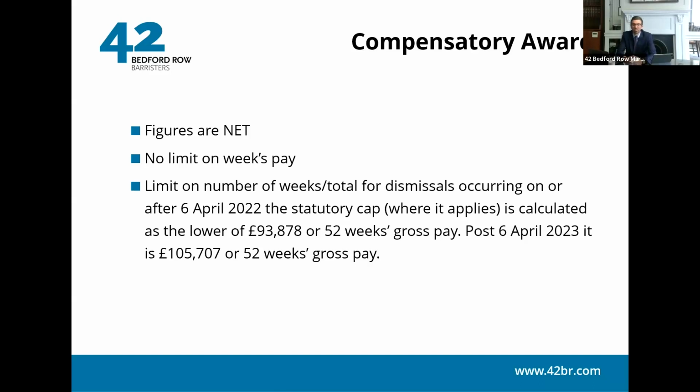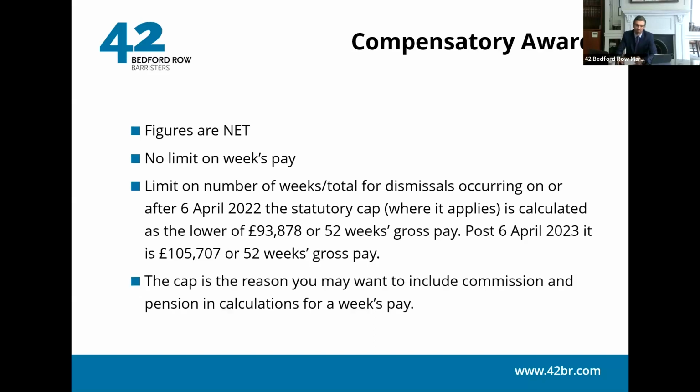So that is why what makes up a week's gross pay can be very influential. If you're going to be under that 105,000 mark, what makes up the 52 weeks, obviously from a claimant's perspective, wants to be as high as possible, because if the compensatory award is going to be over the cap, of course, the cap is going to be your ceiling. So if you can take the 52 weeks as high as possible, that can make a difference to the total that the claimant can be entitled to.